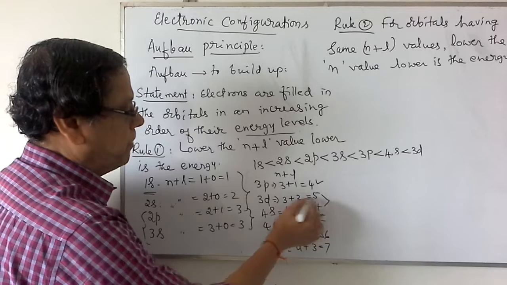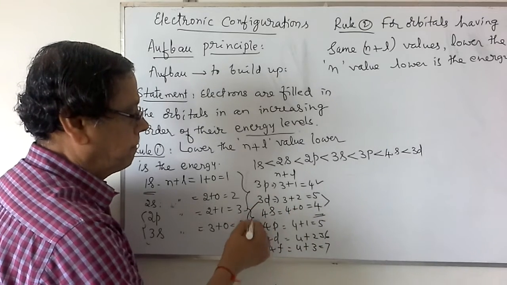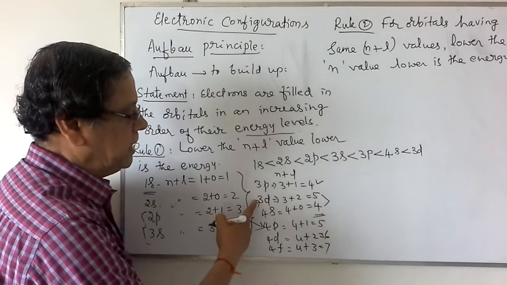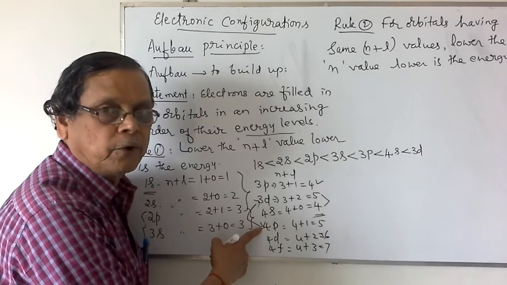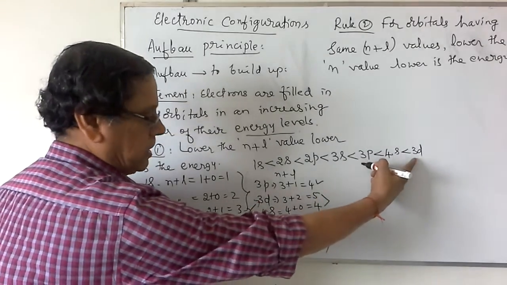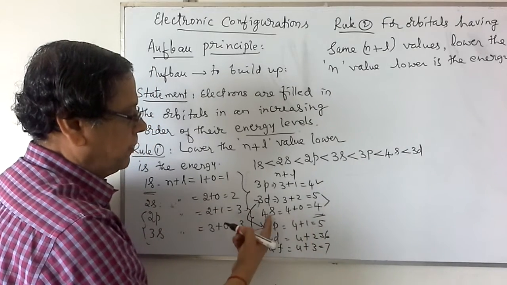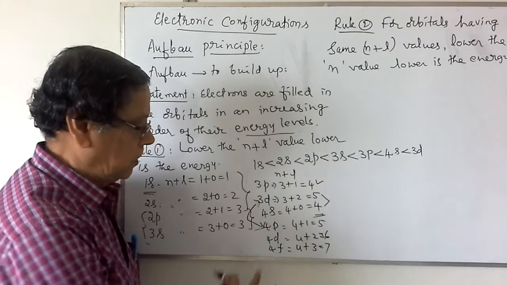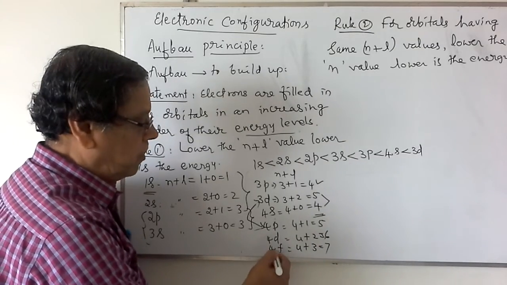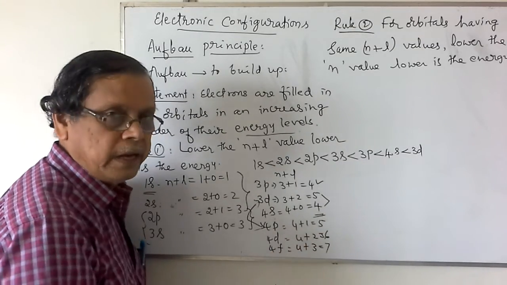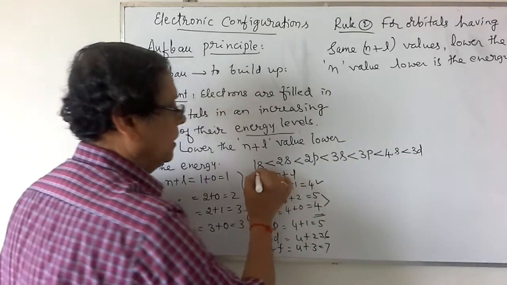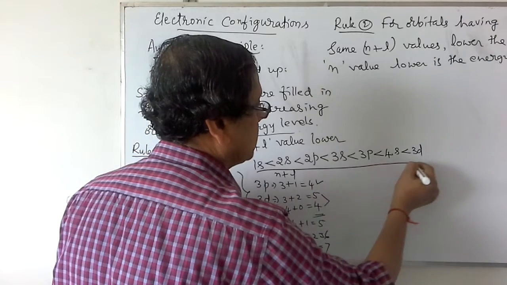But again, when you compare 3d and 4p, both have the same value 5, but 3d has lower n value as compared to 4p. That's why we write 3d first. Then comes 4s, and then comes 4p, 4d, 4f. But when you go for 5s, it again has the n plus L value 5. So like that, we have to write the increasing order of the energy levels.